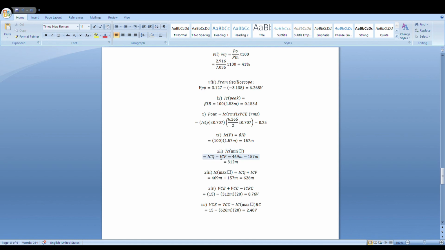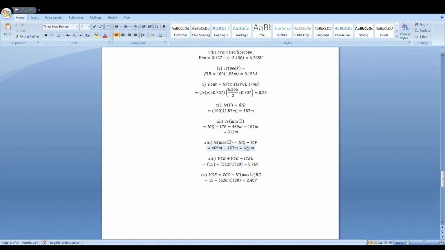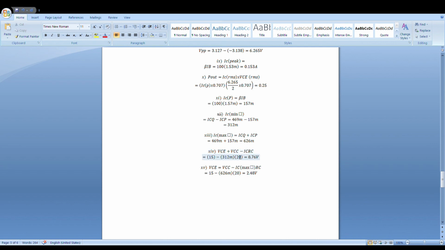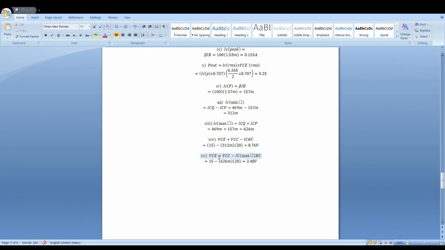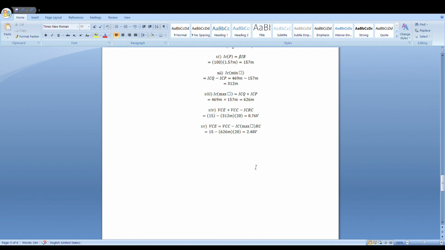For the IC mean, ICQ minus IC peak is equal to 469 minus 157 milli, so the value for IC mean is 312 milli. For the IC max, we use this formula, so we get the value 626 milli. For the VCE, we use VCC minus ICRC, so we get 8.76 volt. For the VCE, we use this formula, VCC minus IC max times RC, so we get 2.48 volt.